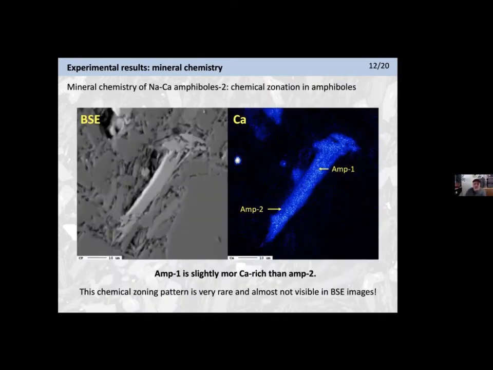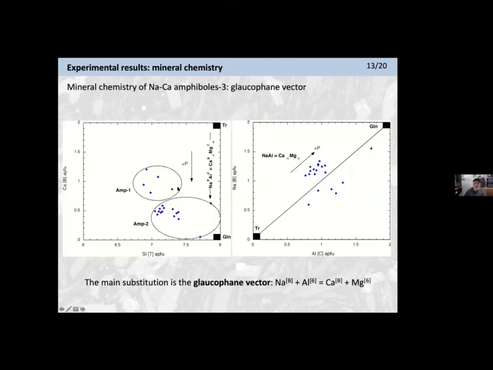When we look at the chemical zoning in the amphiboles, one can see, very rarely, a bit of a zoning pattern. The cores of these newly formed amphiboles are slightly more calcium rich than the rims. So, for instance, amphibole 1 is the one that contains a little bit more calcium. Amphibole 2 contains much less calcium. And the most important substitution in these amphiboles is the glaucophane vector. So we do have an evolution of amphibole composition as a function of pressure.